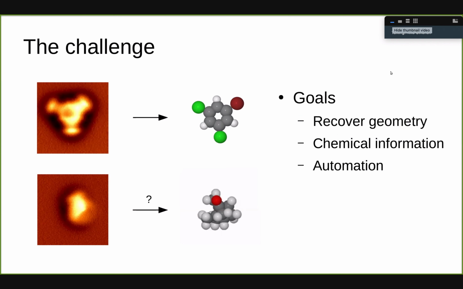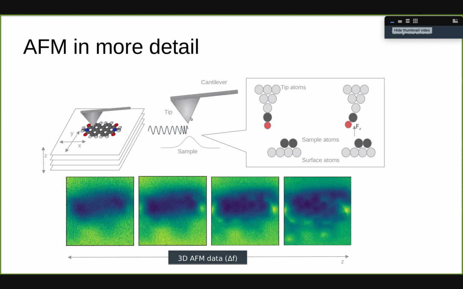So going into AFM a bit more in detail. Again, we have this very sharp tip that is in some kind of force interaction with the sample. Here we will focus on so-called frequency modulation AFM, where the tip is actually oscillating above the sample at some specific amplitude, and then the interaction causes a change in the oscillation frequency. The wiggly line here illustrates that when we're far from the sample we get some frequency, and when we're close, it changes.